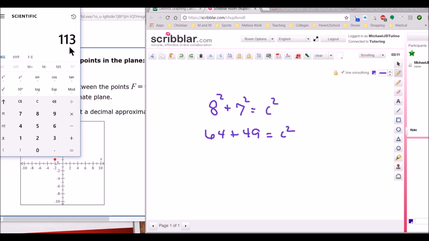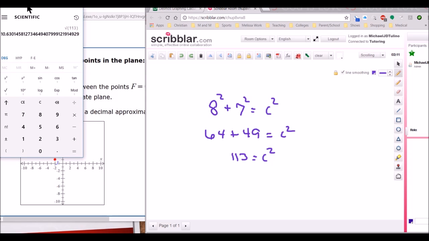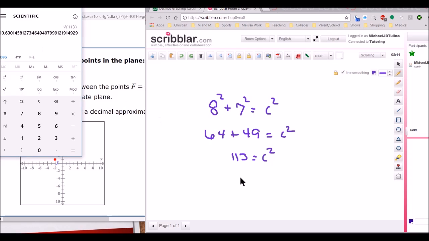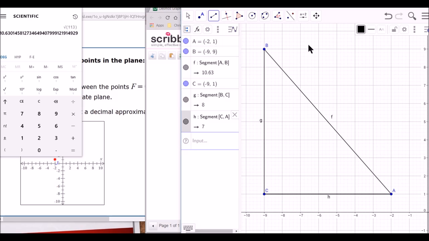All right, that right there is going to end up being an irrational number when we take the square root. So this one is going to be one where we're going to have to round. So let's take the square root of that, and we get this messy number right there. So we end up with 10.63.